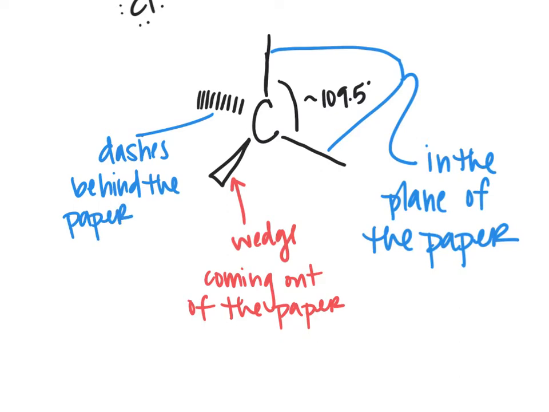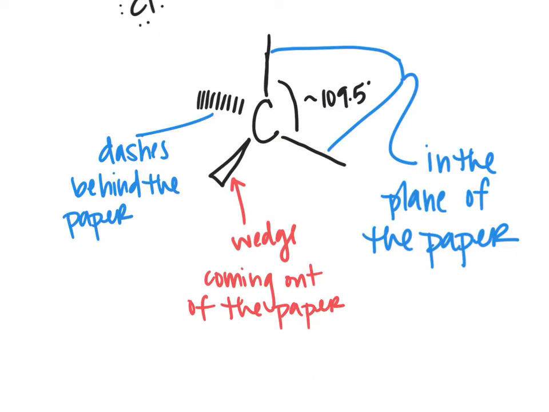You could rotate this molecule in many different ways in order to see what these look like in 3D space. So when we draw this, the wedge means that it's coming out of the paper, the dashes are behind, and the two solid lines are basically in the plane of the paper. So in this section, we're going to learn how to draw these molecules in 3D space.